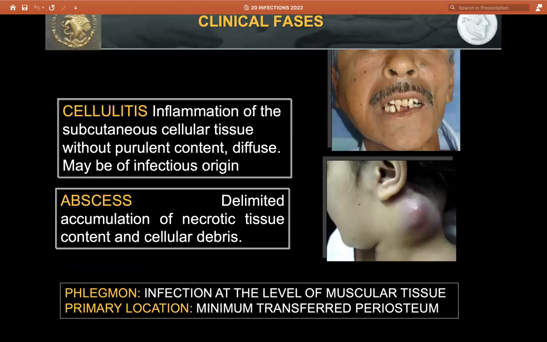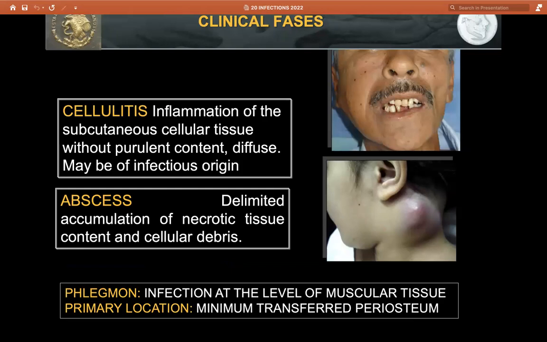So we need to watch the patient to see if it's going to resolve or produce an abscess later on. So cellulitis is an inflammation of the subcutaneous cellular tissue without purulent content, diffuse, and maybe a sign of infection. Okay.